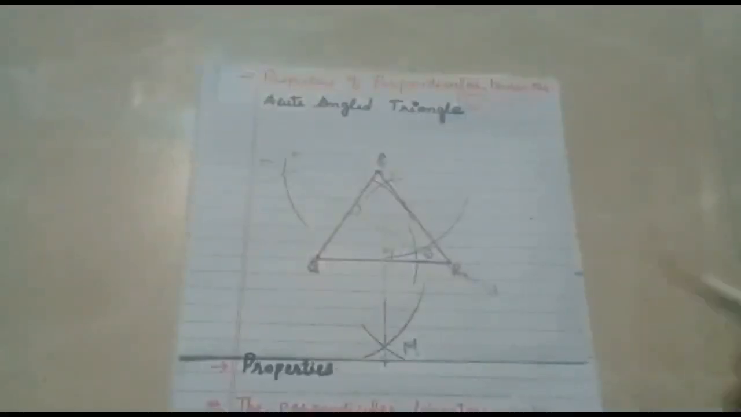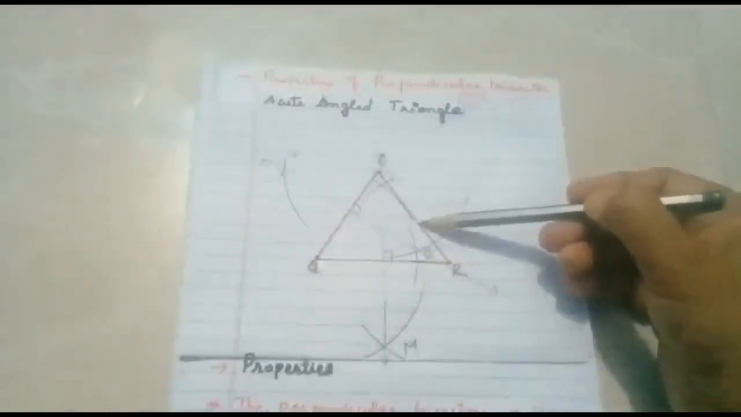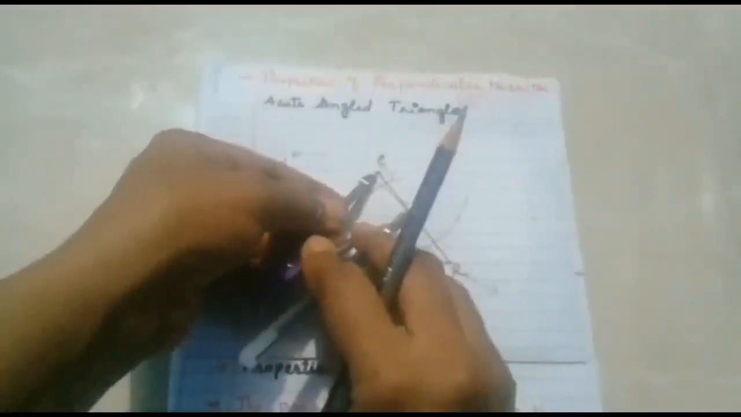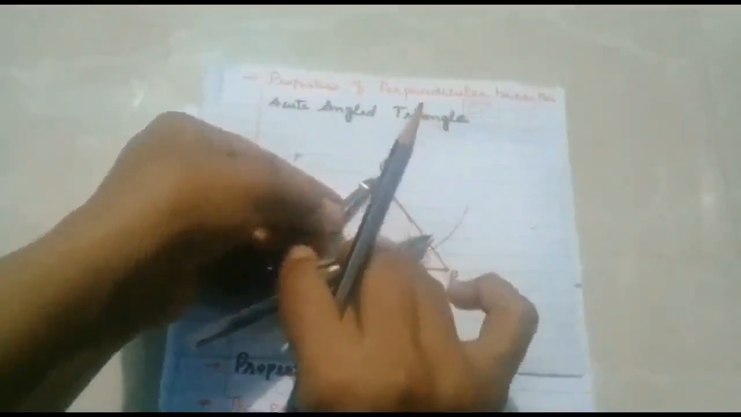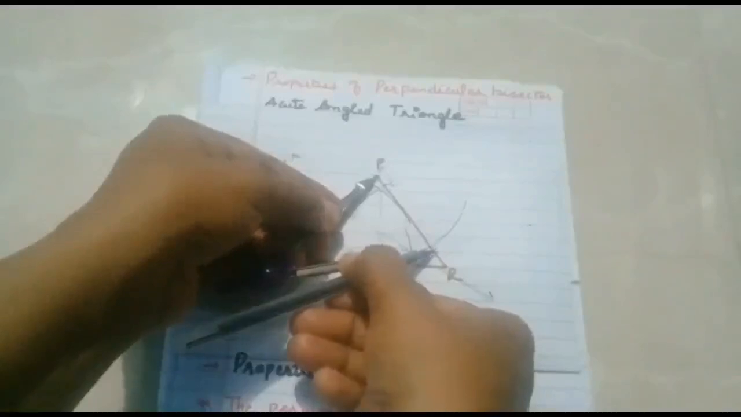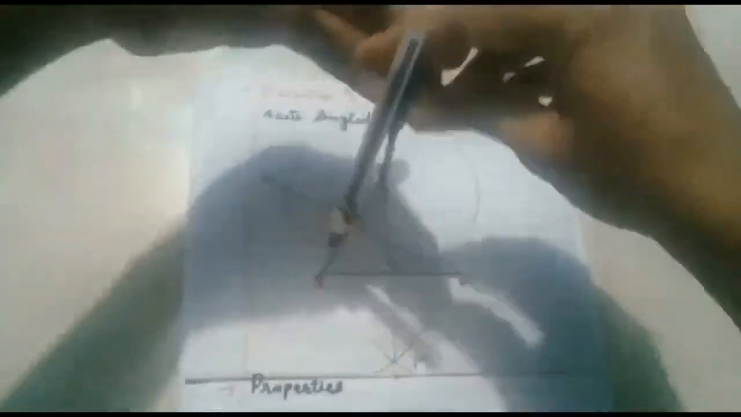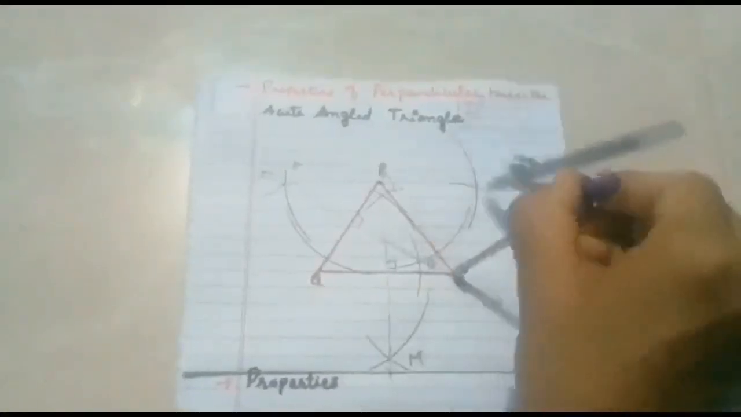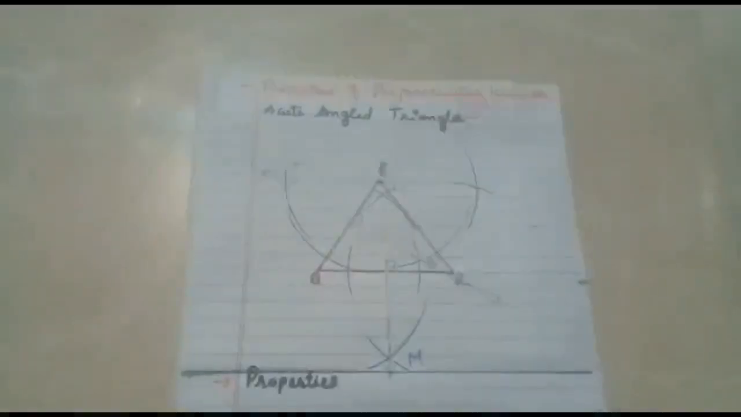Now we will draw the perpendicular bisector for the side PR. The same thing, with the help of the compass we are going to keep it at point P and extend to more than half of PR. So this seems to be more than half of PR. Now keep the pointer at point P. You are going to draw an arc above the side PR and below the side PR. The same thing from R also, you will draw an arc above the side PR and below the side PR.